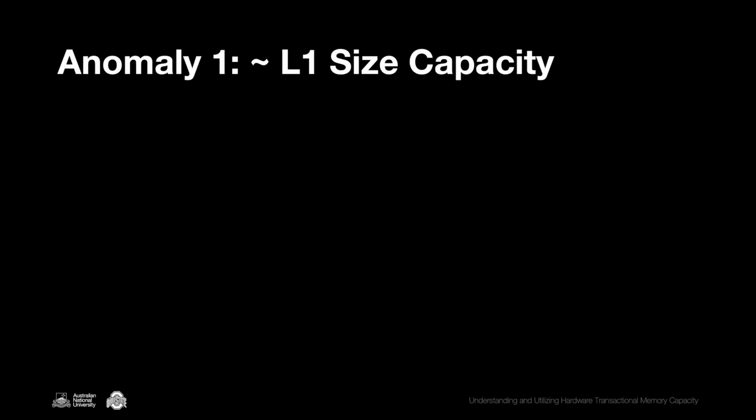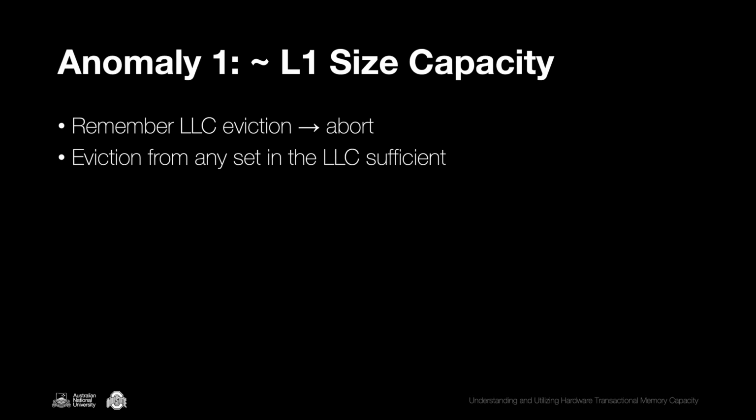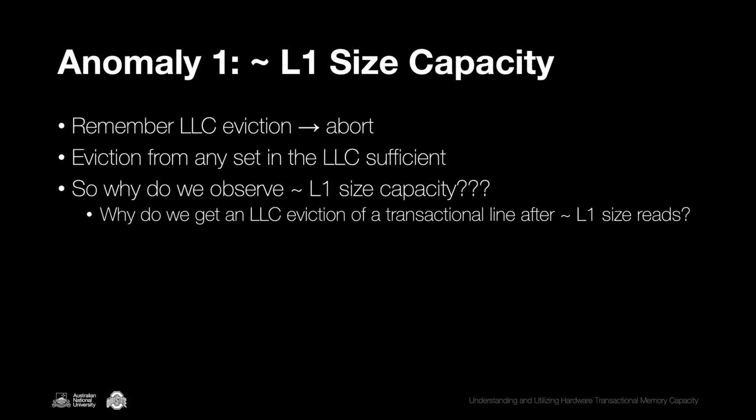This is really strange. Remember, LLC eviction leads to aborts. Specifically, eviction at any of the LLC sets is sufficient to cause an abort. So why do we observe L1 size capacity? That is, why do we get an LLC eviction of a transactional line after only roughly L1 reads?